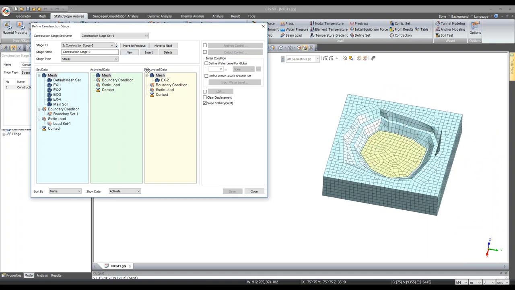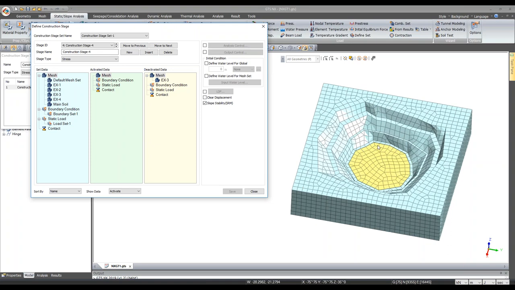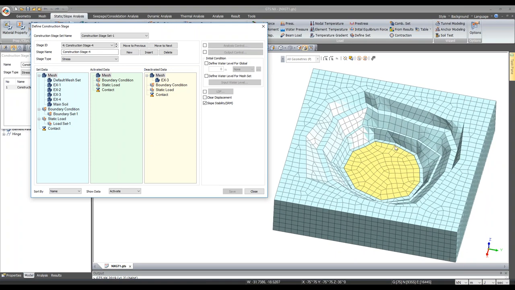And now second excavation is done. So stress analysis will be taking place. You can find stresses and deformations. Again, I have run the slope stability analysis. Fine. And in the third stage, I have run this. This is my third excavation. And similarly, I will be running my slope stability analysis again.